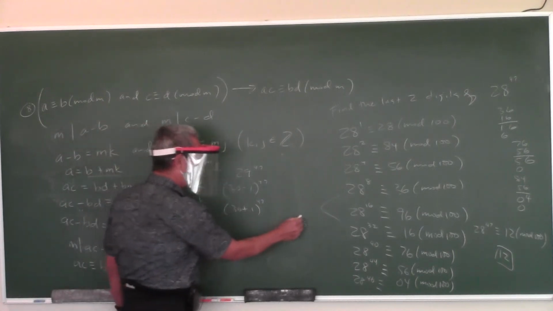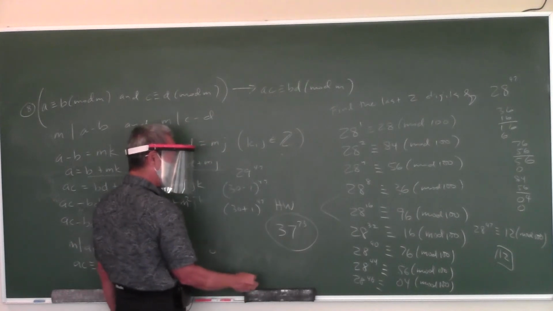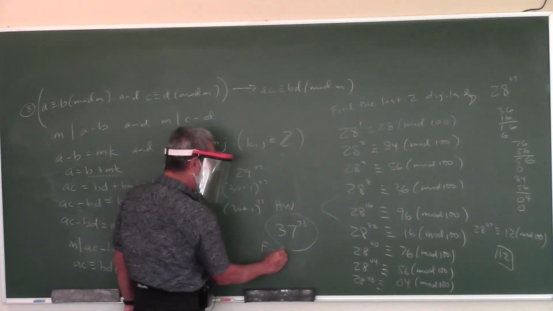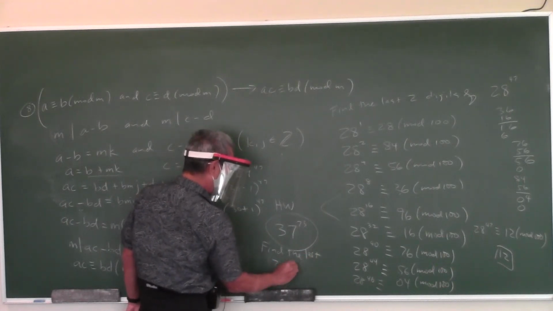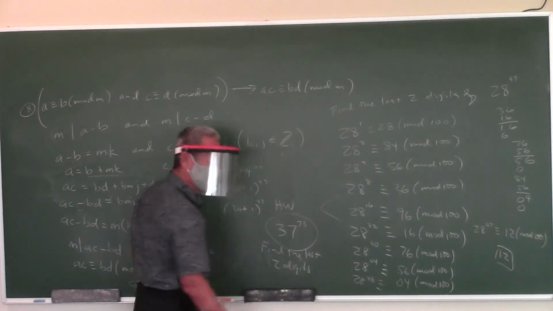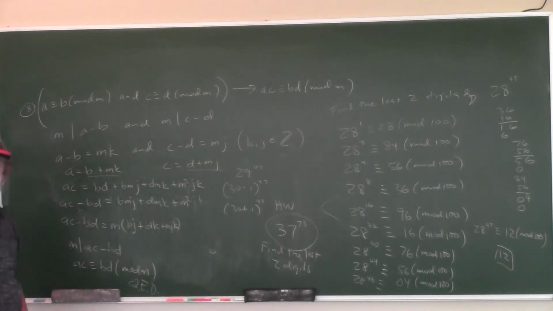Alright. Okay, this is your homework problem. Homework. 37 to the 73. Find the last two digits. Oh wait, that's our only homework? No! You're going to do those proofs, 1 through 8, but I did 2 of them for you. I did 4 and 8.